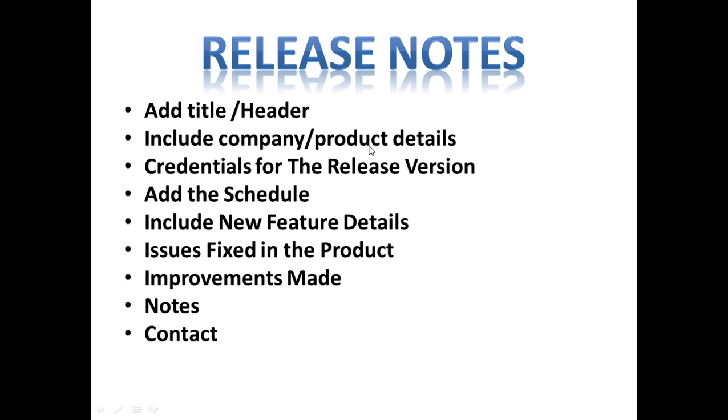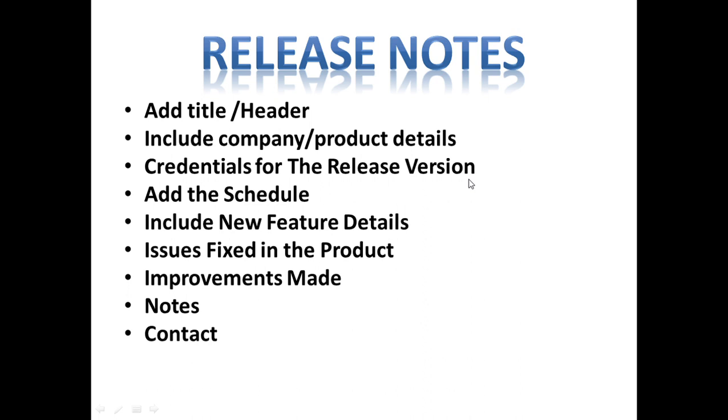Second, it includes the company or product details. So basically here you can add your company's registered name, as well as the official name of your company, or your product details; you have to add them in this particular section. Then the third section is credentials for the release version.